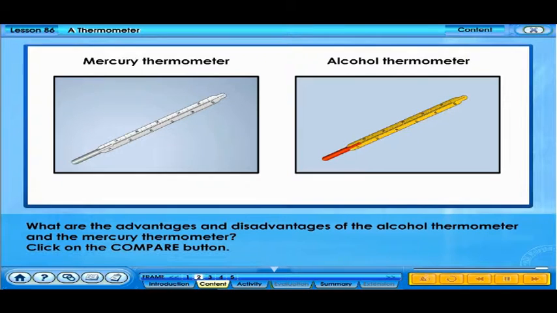What are the advantages and disadvantages of the alcohol thermometer and the mercury thermometer? Click on the Compare button.